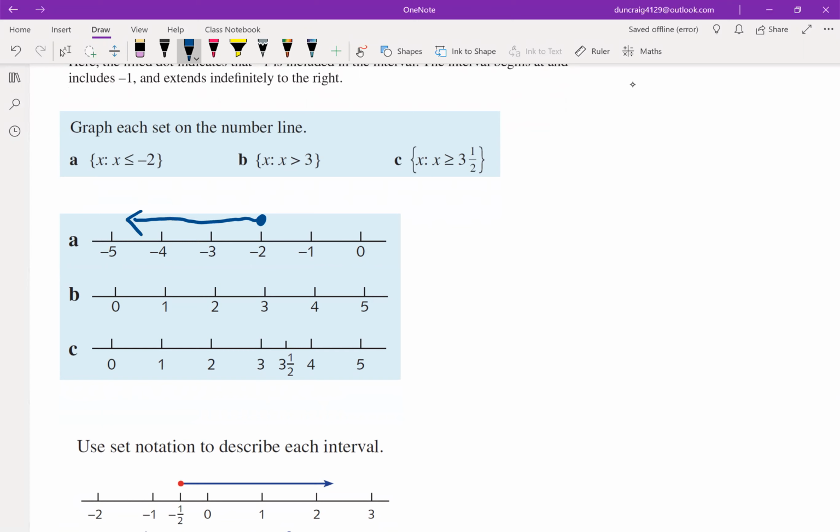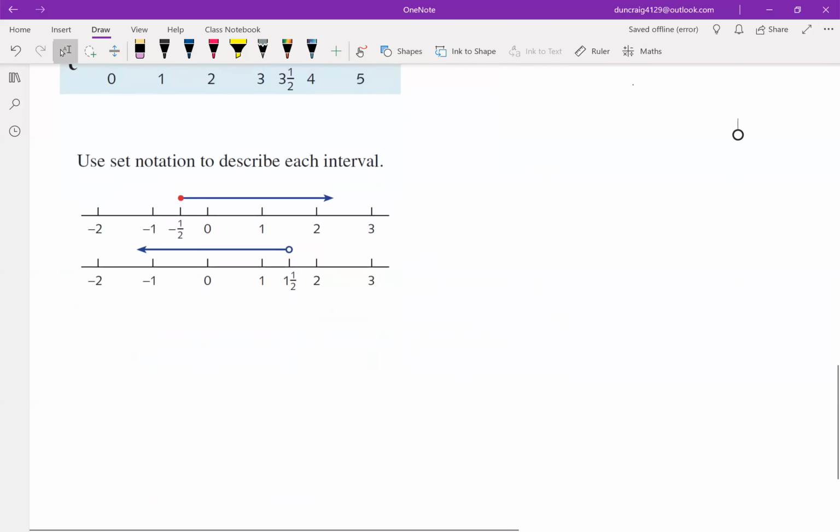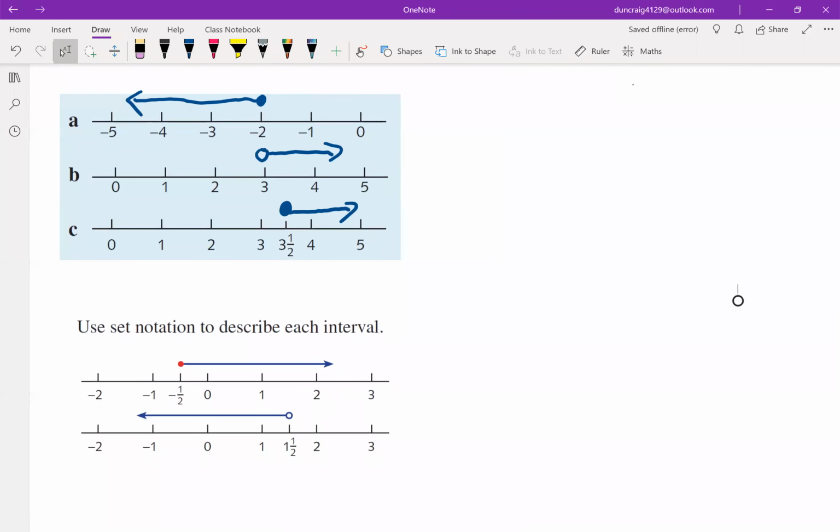Cool. For the next one, we want x is greater than 3. So we're at 3, but it's not equal to. So I'm just doing a circle and not filling it in, and greater than, so I'm going to the right. And for the next one, greater than or equal to 3.5. So basically I'm at 3.5. I'm filling it in because it's equal to as well. And I'm going to the right because it's greater than there as well. Okay, simple as that.